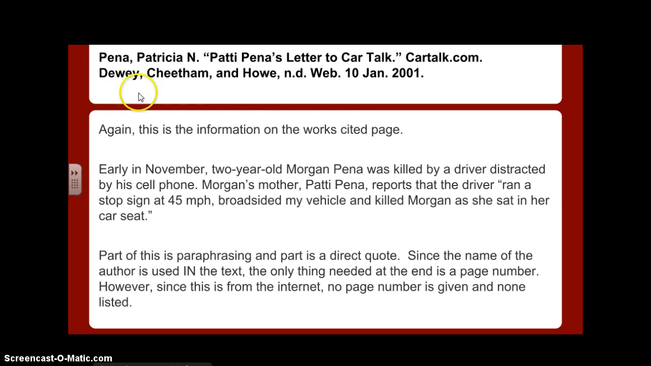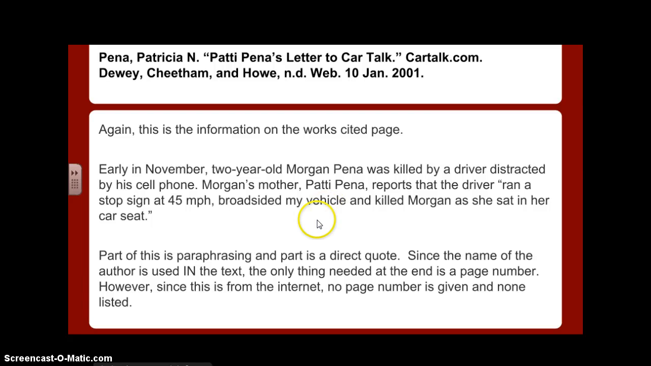Again, this will be the work on the works cited page. This should be double spaced, and yes, this should be indented in. And here is the section that you would find in the research paper. Early in November, 2-year-old Morgan Pena was killed by a driver distracted by his cell phone. Morgan's mother, Patty Pena, reports that the driver ran a stop sign at 45 miles per hour, broadsided my vehicle, and killed Morgan as she sat in her car seat.